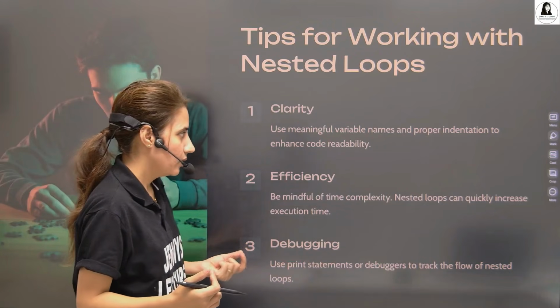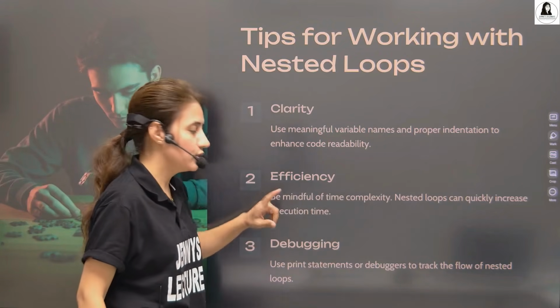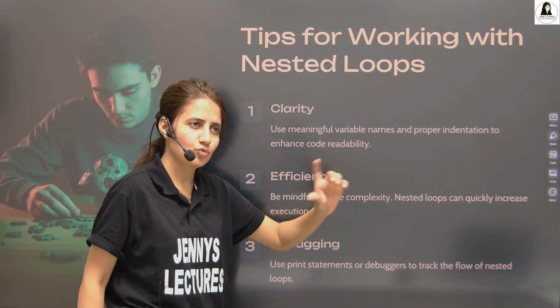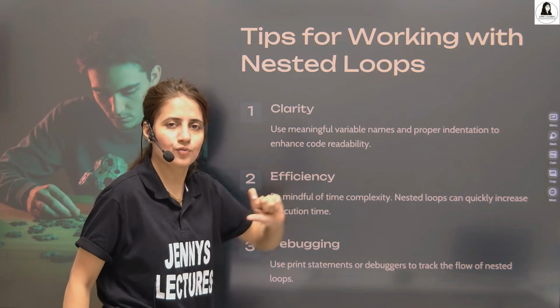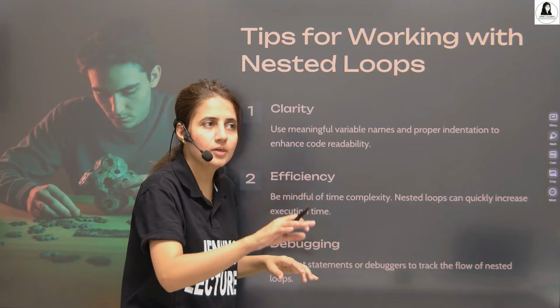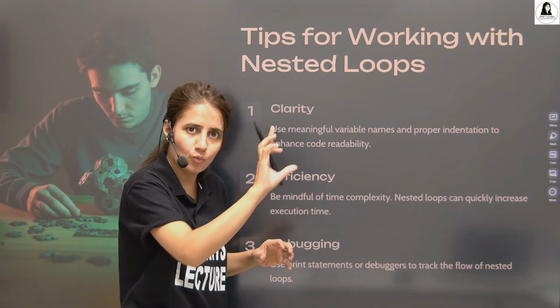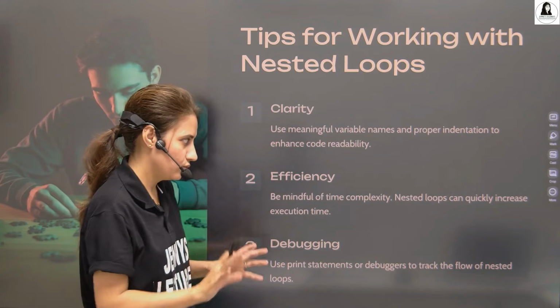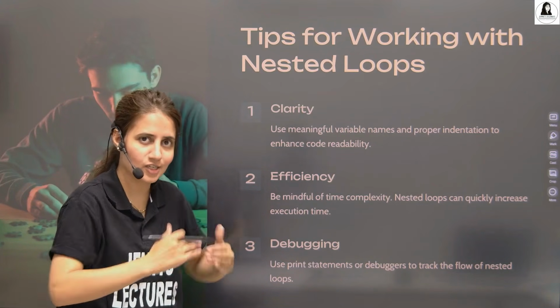And I have told you, avoid using multiple levels of nesting of loops because this will only increase the complexity and the execution time. So try to minimize the level of nesting. Okay, use print statements or a debugger to test the actual working of the loop, to find out the errors in the flow of nested loops, right?